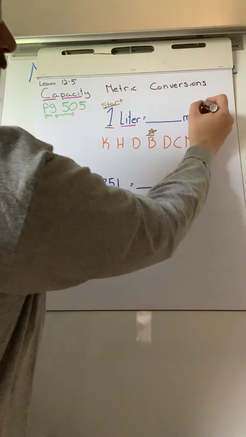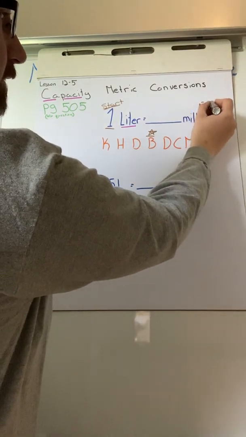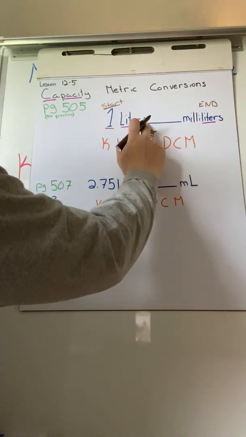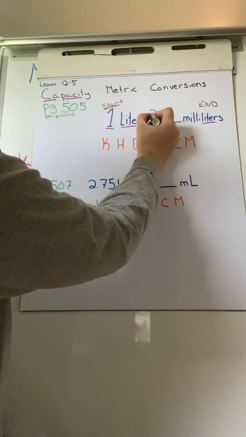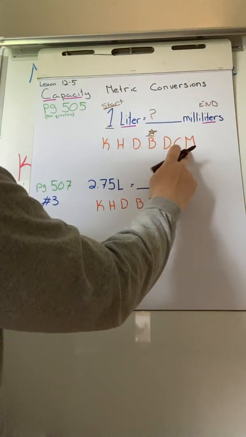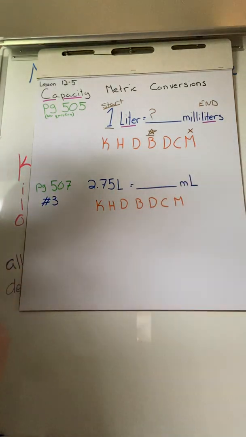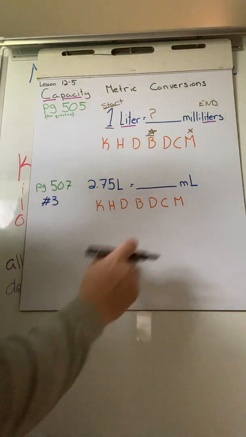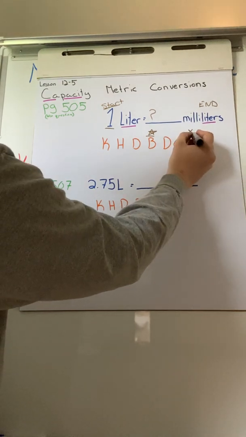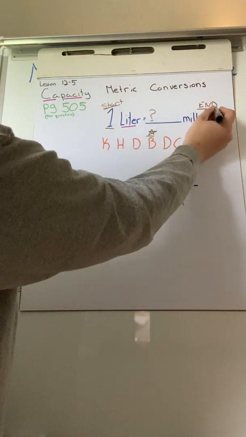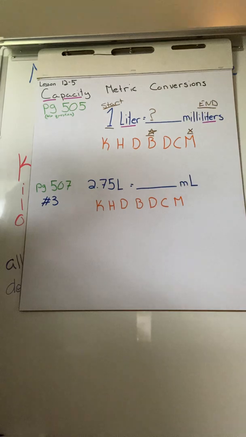Our end is going to be milliliters. We don't know how many there are. We're looking for milliliters, so that's why X marks the spot, like at the end of a treasure map. You ended the map, you ended your treasure, hopefully you found it. So your X, your question mark, is for the end. So hopefully that clears that up.